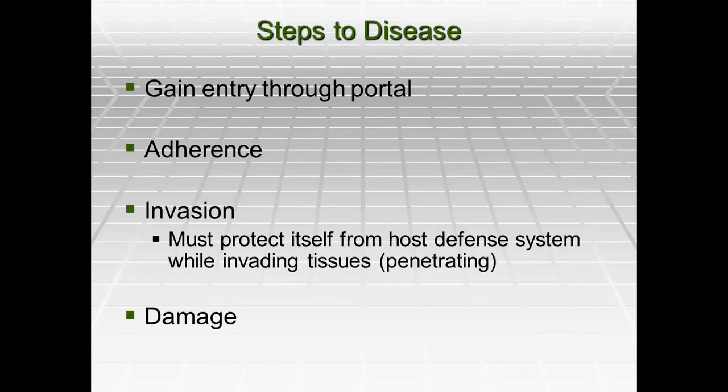In Part A of Chapter 8, we started looking at the steps to disease. We looked at how they gain entry through portals, so we looked at the portal of entries. We saw adherence, and we saw invasion. Now let's cover damage. There are 4 methods of damage.